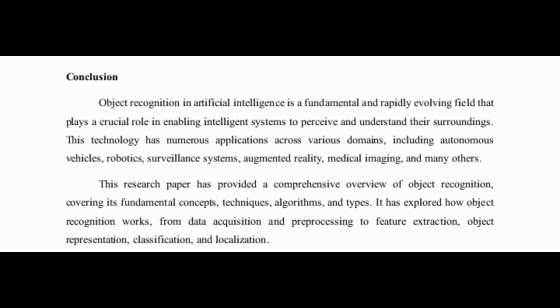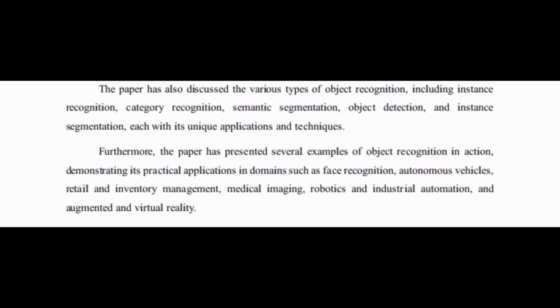It has explored how object recognition works, from data acquisition and preprocessing to feature extraction, object representation, classification, and localization. The paper has also discussed the various types of object recognition including instance recognition, category recognition, semantic segmentation, object detection, and instance segmentation, each with unique applications and techniques. While significant progress has been made in object recognition, the paper has noted several challenges remain.